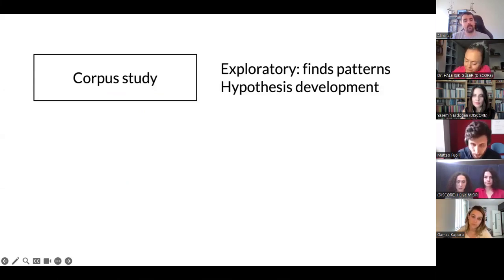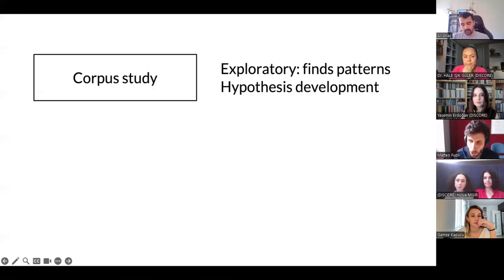So first, we carry out a corpus-assisted discourse analysis on a set of texts. This is, by nature, exploratory, and it's aimed at finding patterns. It can only be exploratory because we're working with observational data, and there can be many confounds that explain the patterns that we're seeing in this data. So we cannot really use observational data to test hypotheses about patterns of thought.